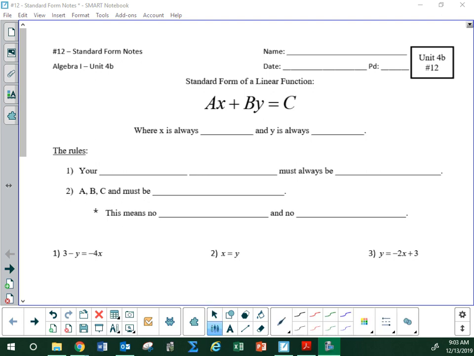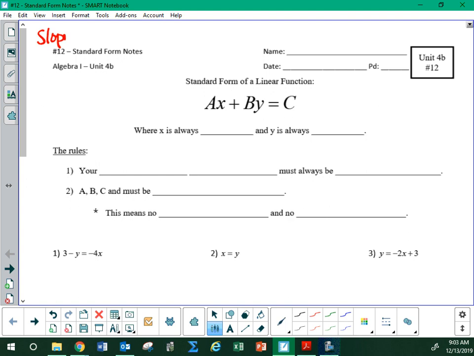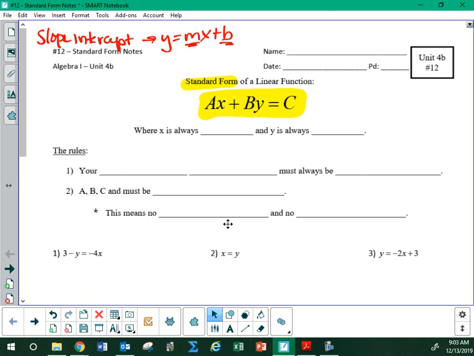But before, we had slope-intercept. Go ahead and write this at the top of your paper. Slope-intercept form, and that was y equals mx plus b. And guess what? It gave you your slope, m, and your y-intercept, b. So this one here, you have to memorize this guy. Standard form. And that is ax plus by equals c.